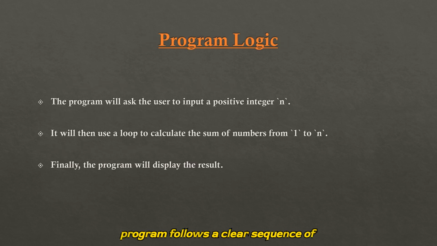The program follows a clear sequence of steps. First, it asks the user to enter a positive integer, which will represent the value n. Then the program needs to compute the sum of all numbers from 1 to n, which can be done using a loop. We can simply iterate from 1 up to n, adding each number to a cumulative sum variable. Finally, the program outputs the calculated sum. Each of these steps is a basic example of how loops and user input are utilized in C programming to solve problems. The logic is simple but effective, and it's a building block for many more advanced problems.